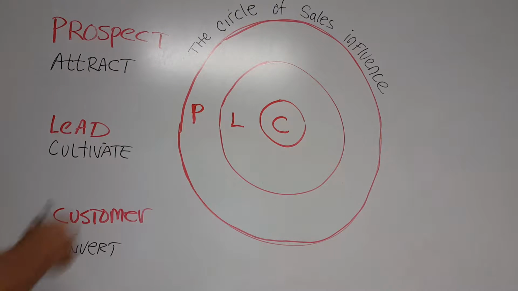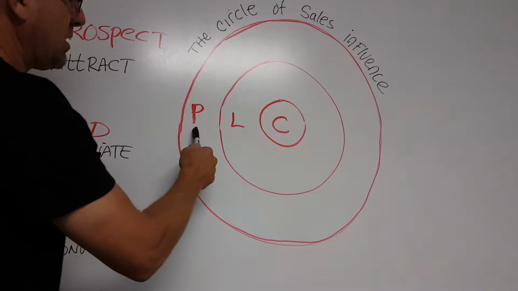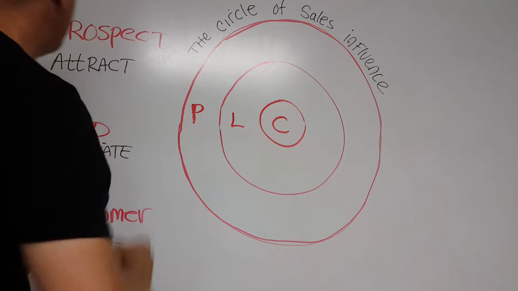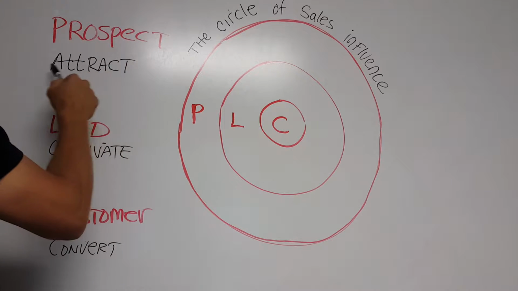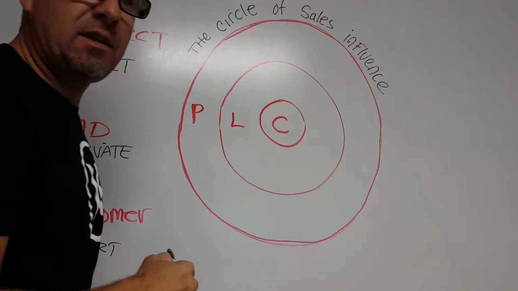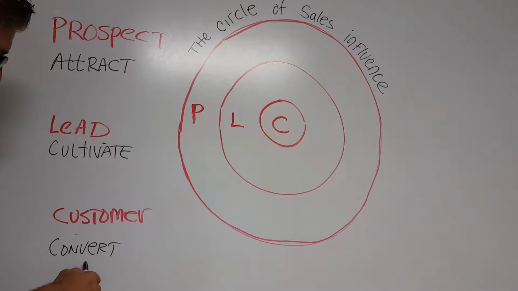Number one, a prospect. P represents prospect, L represents lead, and C represents a customer, okay? So with a prospect, you're attracting people. With a lead, you're cultivating. And then lastly, with a customer, your job is to convert them.